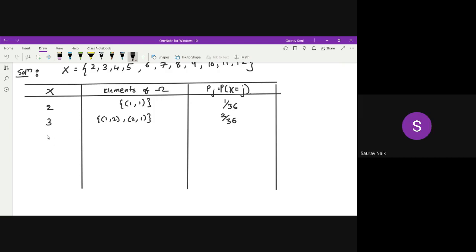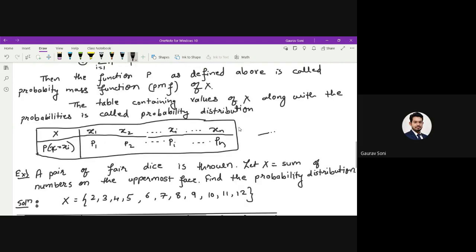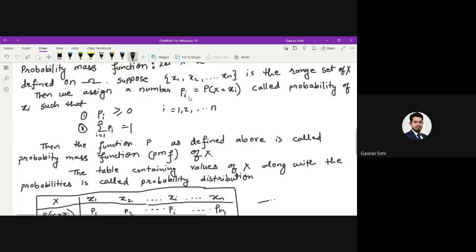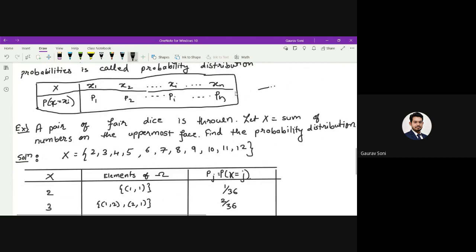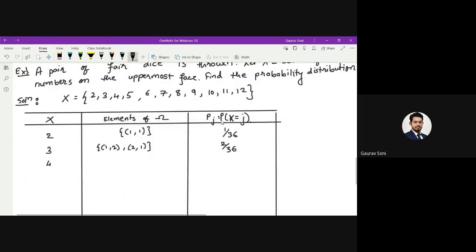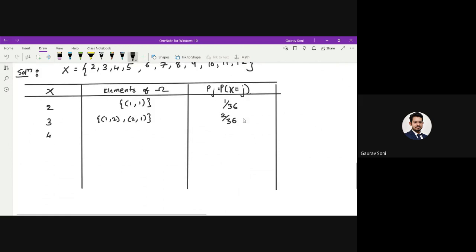Sir, can you tell me what the event j is? You have written in the third column P of j. That is the same nomenclature we are following here. Pi is equal to probability at X equal to xi. Okay, so Pj is equal to probability of X equal to j.